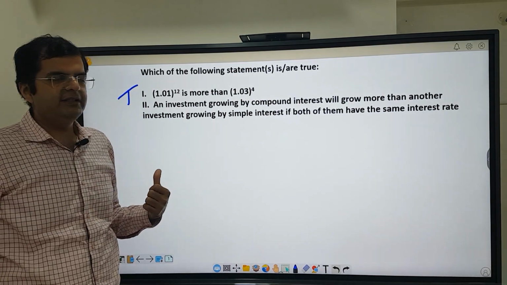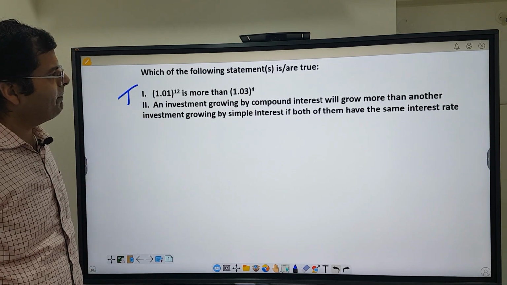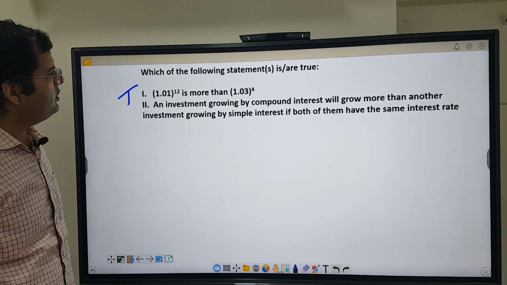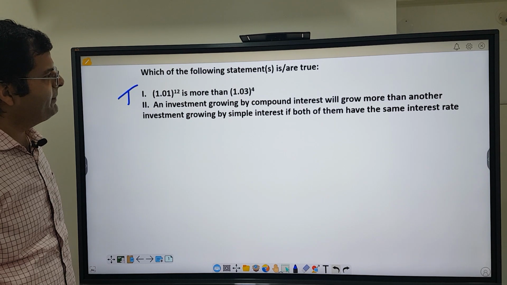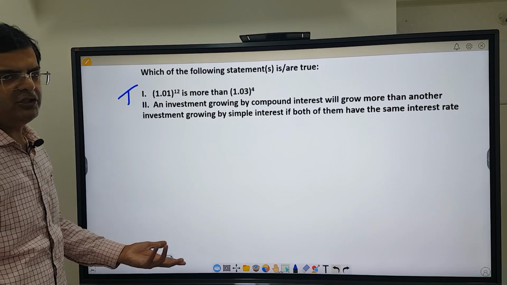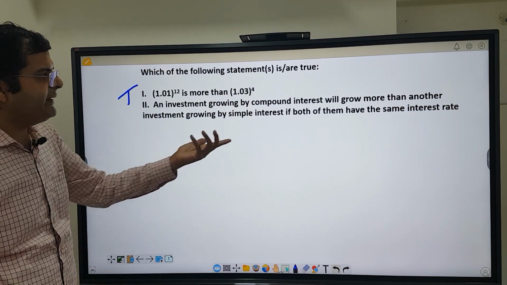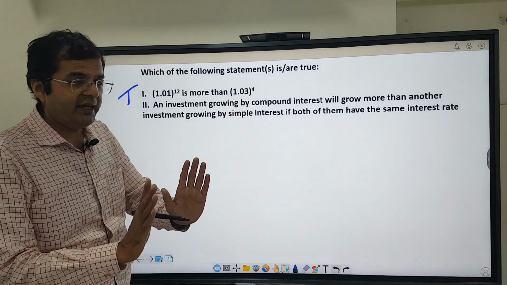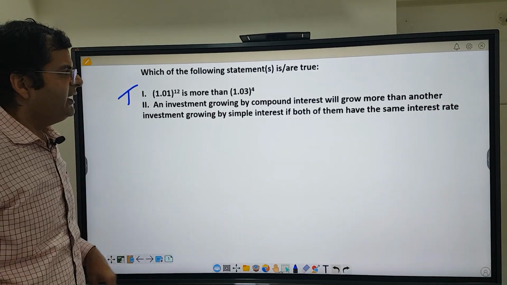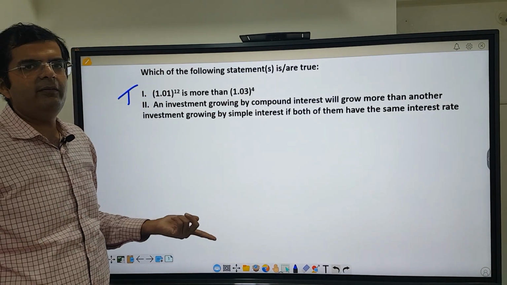Now we look at the second statement. The second statement says an investment growing by compound interest will grow more than another investment growing by simple interest if both of them have the same interest rate. Yeah, that is true. If both of them have the same interest rate, logically speaking, this should grow more. But there is still a catch here. The catch is if the compounding is taking place only once, then both of them will become the same.